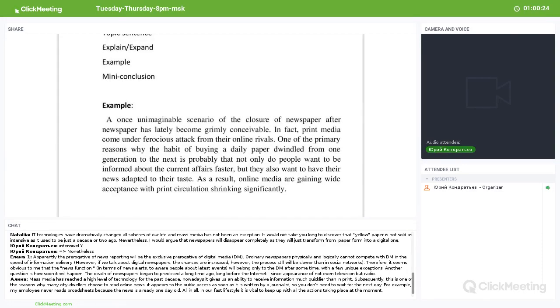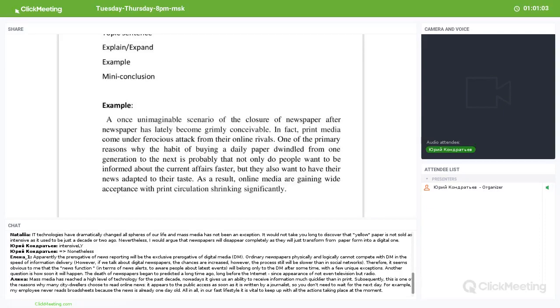Okay, so Alina has written, mass media has reached a high level of technology for the past decades. Nowadays, it gives us an ability to receive information much quicker than in print. Okay, or you can say significantly faster instead of much quicker because it's a bit spoken. Significantly faster will be more like written style. Subsequently, this is one of the reasons why many city dwellers choose to read online news. Okay, or you can say opt for online news. Just another way of expressing the same idea.